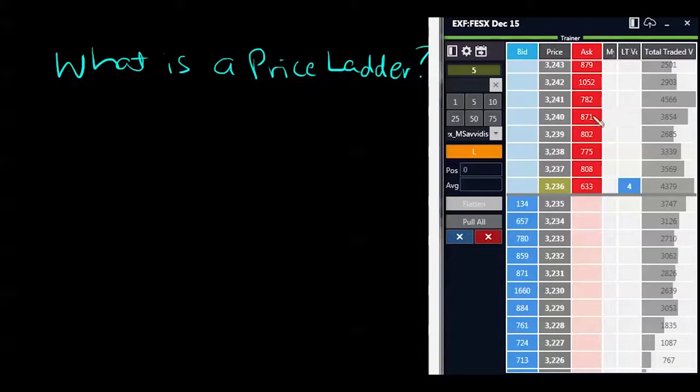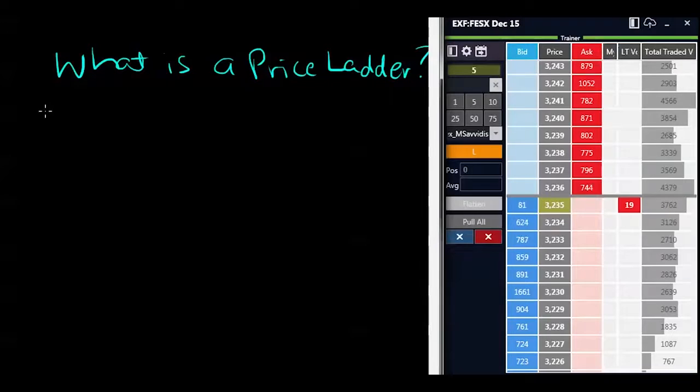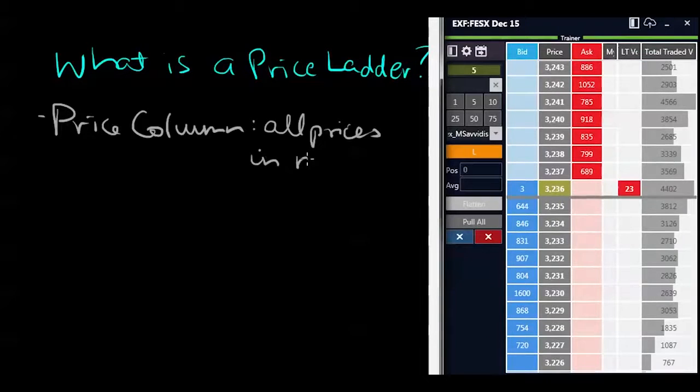So what we first took a look at is the price column, and as we said, it has all prices in respective tick increments.